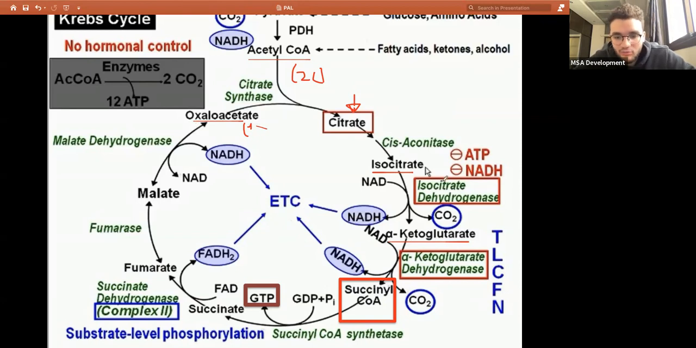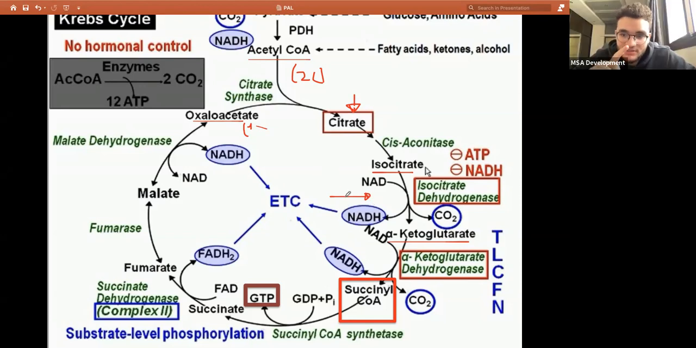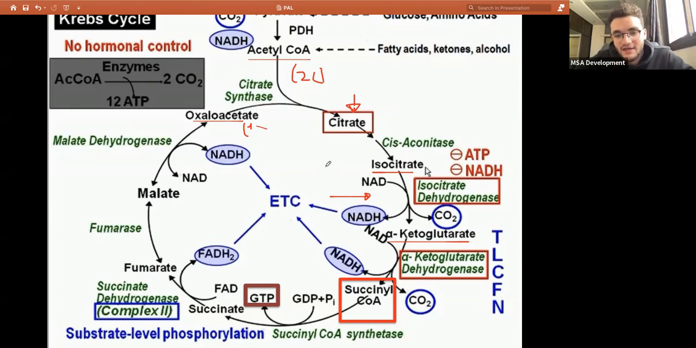Now, why is that a very important reaction? Does anyone know? There are 2 reasons it's important. Forming NADH, okay, that is the first reason, but there's a major reason why it's extremely important. Because you're producing CO2? Sure, but no, that's not it. The main reason is that it's the rate limiting step. So isocitrate to alpha ketoglutarate is the rate limiting step.